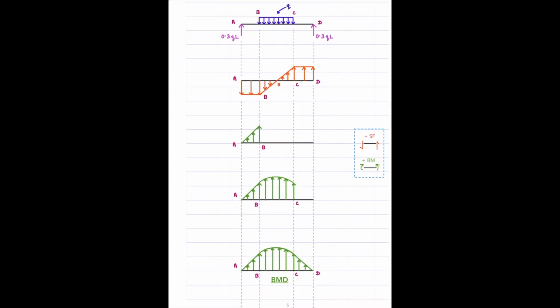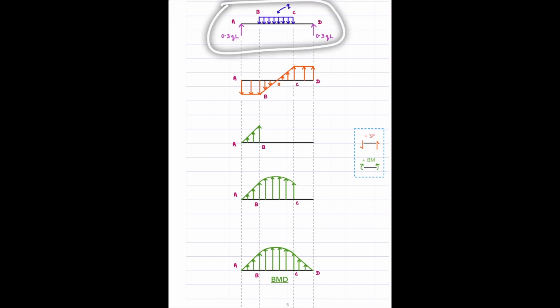Then now let's move on and see how to draw the BMD, right? This is not required as such, but anyway, for the sake of being complete, I'm just showing it here. Now we have already considered the shear force diagram. Now dM by dx equal to what?